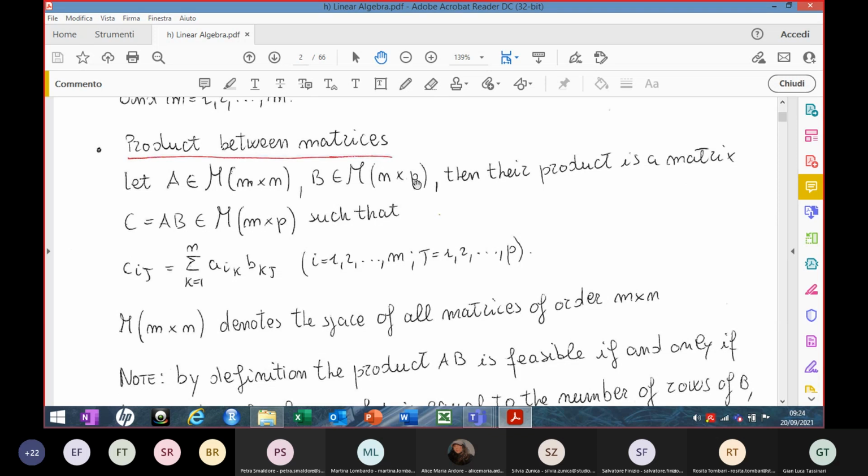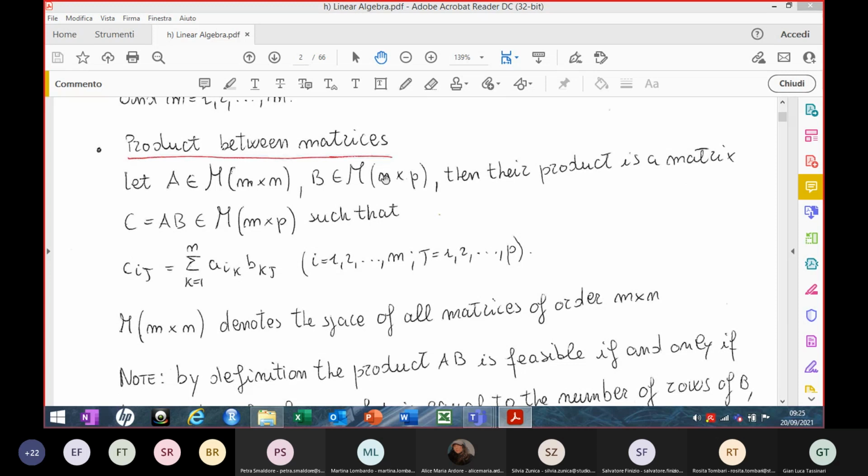In particular, I will show directly with an example how to make the product. And in particular, the product is feasible if and only if this number and this number are equal. This number denotes the number of columns of the first matrix, A.